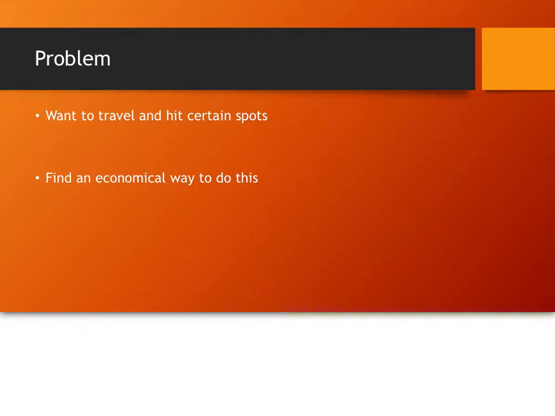So let's pretend we want to travel and hit certain spots. Like if you're a UPS driver or somebody who's designing the routes for the UPS drivers or FedEx drivers, you want to hit certain spots and certain delivery drop-off points, and you want to find an economical way to do this. So you don't want to do a lot of backtracking. You don't want to go over the same places that you've done. If there's two neighbors, you want to hit them fairly close.